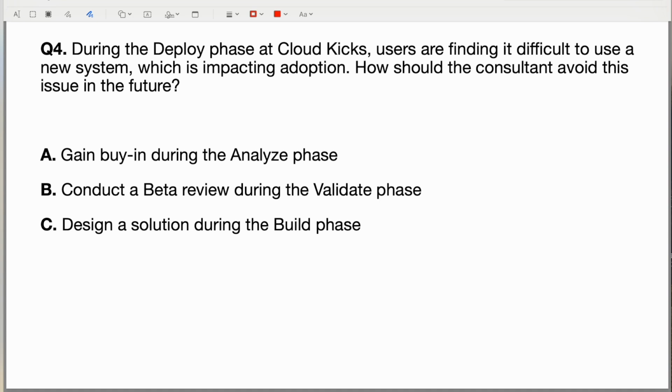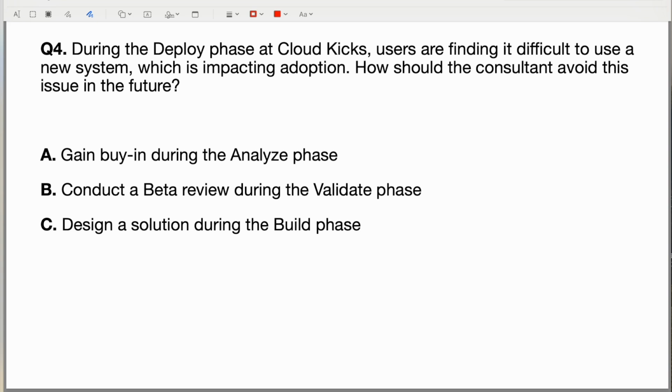During the deploy phase at CloudKicks, users are finding it difficult to use a new system, which is impacting adoption. How should the consultant avoid this issue in the future? So we have a new system, people are having trouble using it, and because it's difficult to use, they're choosing not to use it. Therefore, there's low adoption of the system.